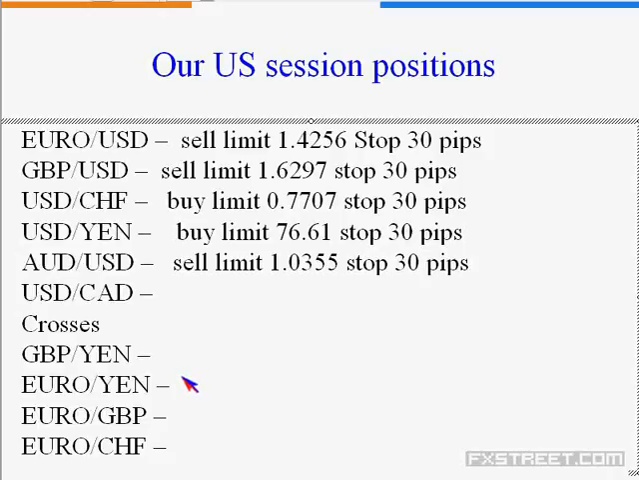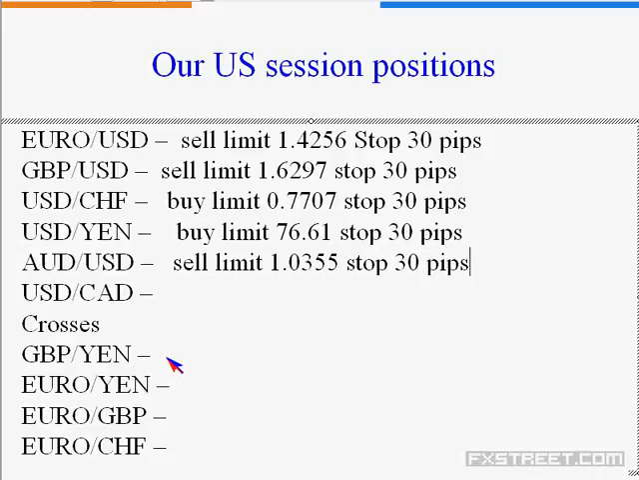Then in the case of GBP and Euro Yen, Euro Yen is currently trading around 109.18 and the low is 108.54. So obviously it is at the middle level. 109.59 is the high. So at the middle level, we will not think of a position.